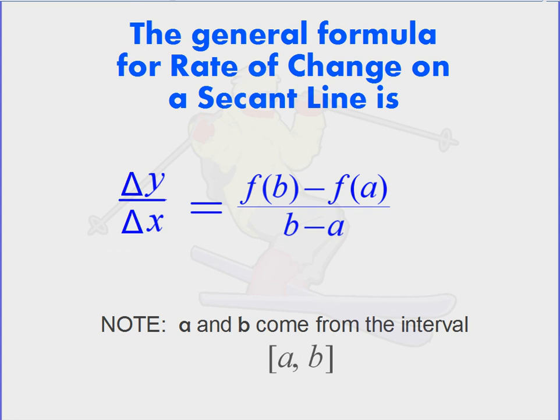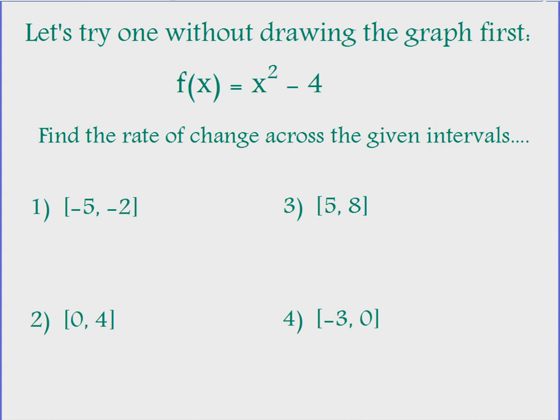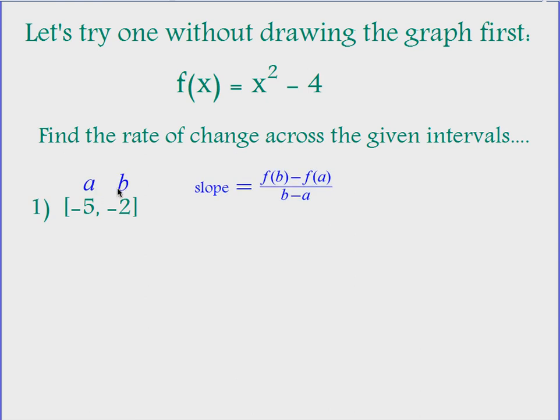Let's see if we can clarify this. We're going to try to find some average rates of change for the function x squared minus 4. And we're going to find the rate of change across 4 different intervals from the same function. Let's start with the interval from -5 to -2. First of all, we need to define a and b. It doesn't matter really which value you choose as a and which value you choose as b. We just need to keep them straight.